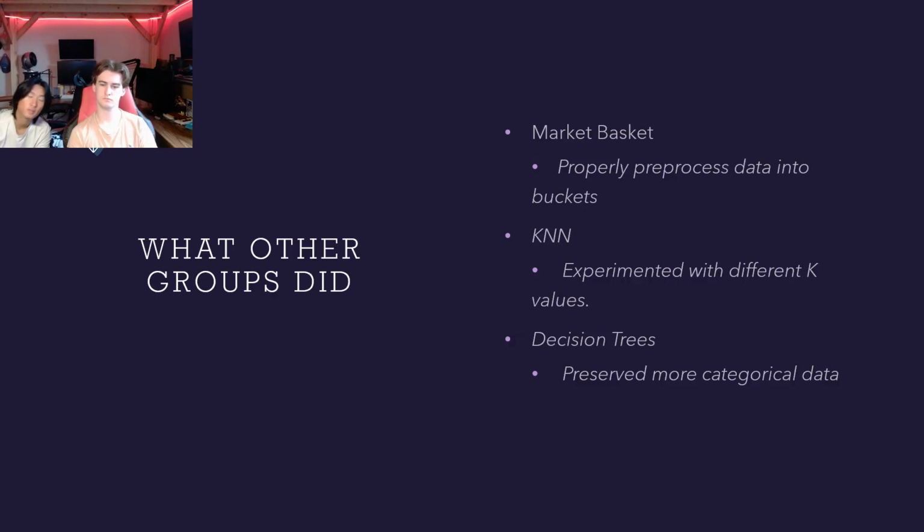With decision trees, we had to get rid of a lot of data because it wasn't working very well with the R decision tree function. So if we preserve more of that categorical data, we might have gotten better results.